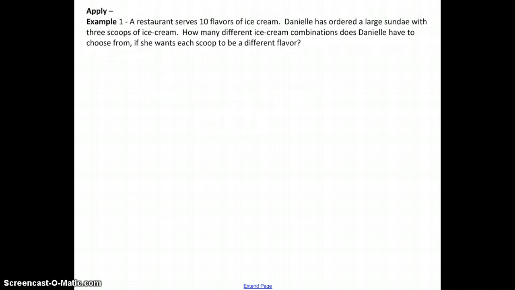Apply. A restaurant serves 10 flavors of ice cream. Danielle has ordered a large sundae with 3 scoops. How many different combinations could she order? So there's 10, 3 scoops, 10C3. Are you sure it's not 10P3? How do you know? Because she just wants her ice cream. It doesn't matter what order they're in. If she said specifically that she wanted them in an order, you'd need to use permutation. So 10C3: 120 different ways she could get her ice cream.